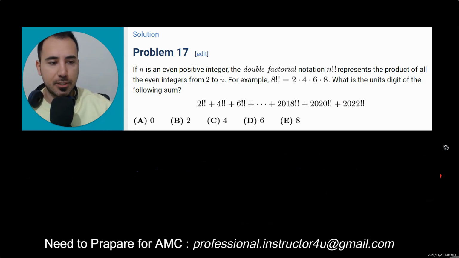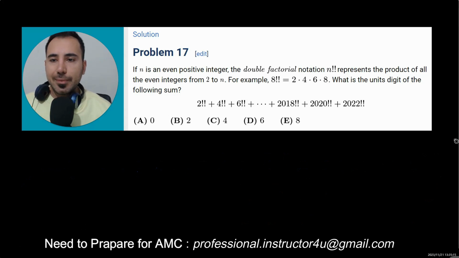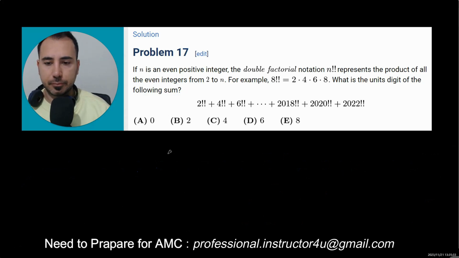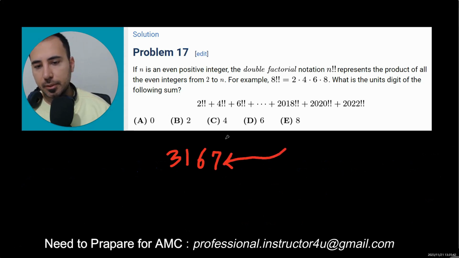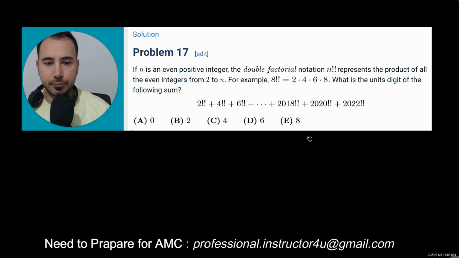We're just gonna go with this. Let me read it. If n is an even positive integer, the double factorial notation represents the product of all the even integers from 2 to n. For example, this. What is the units digit of the following sum? Okay. In case you're not a native speaker, the units digit will be this one, okay? This is what we mean.